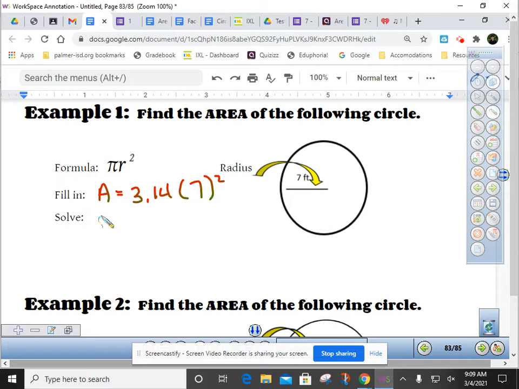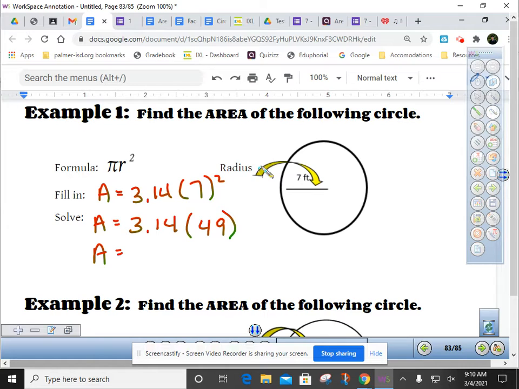Okay, back to this. Area equals 3.14. What is 7 squared? 49. Good. Anybody here have a calculator? What is it? I'm going to do it. Okay, don't say what it is, Nathan.